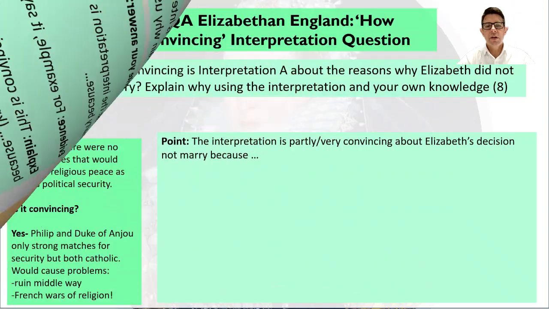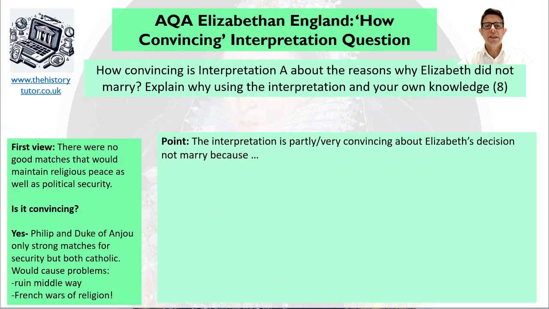So let's give this a go now. Let's try the first viewpoint: there were no good matches that would maintain religious peace as well as political security. Let's set up our idea then. So you can see the open sentence there. The interpretation is partly or very convincing about Elizabeth's decision not to marry because. So set up your argument now. What do you think? Pause me and away you go.